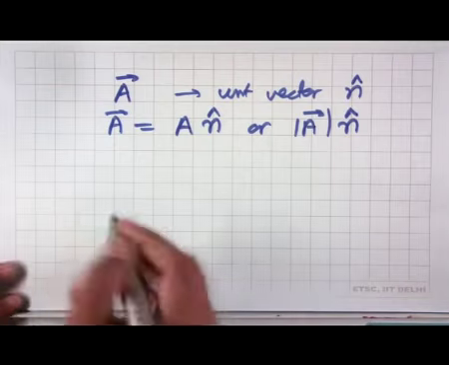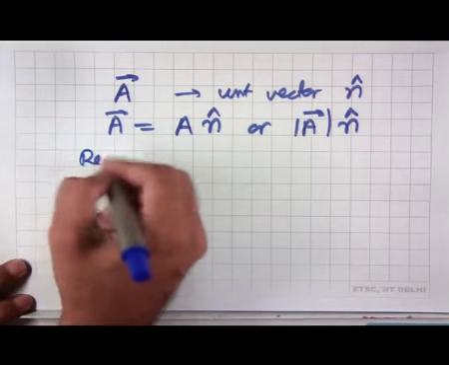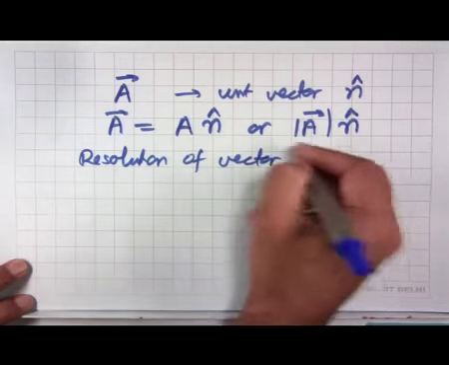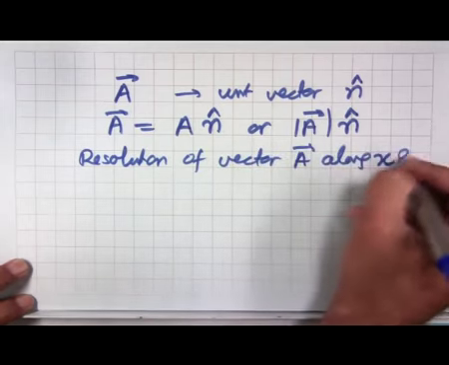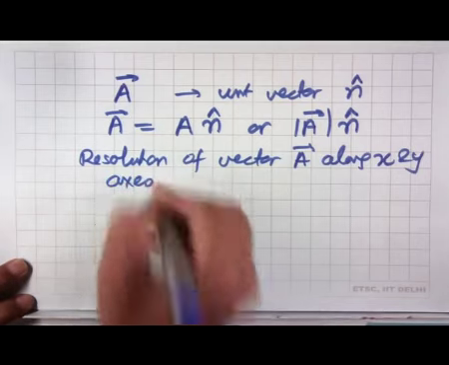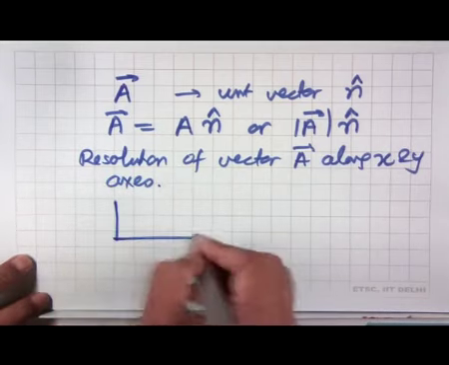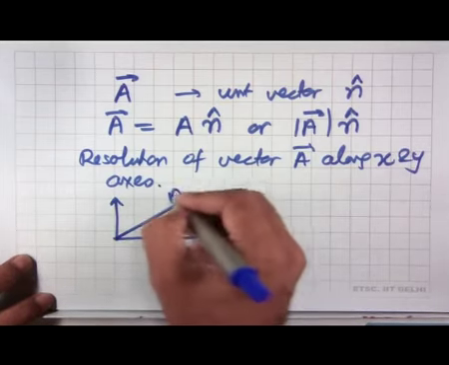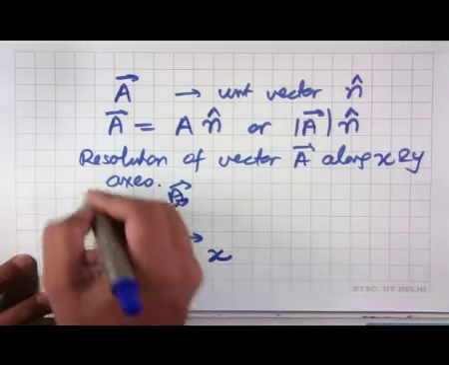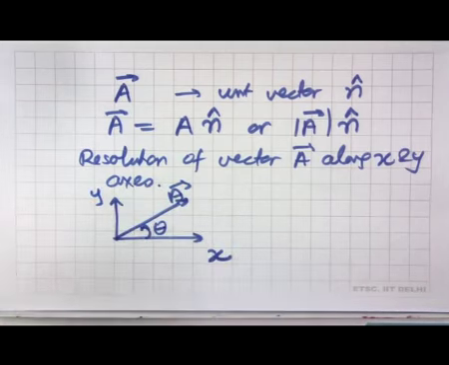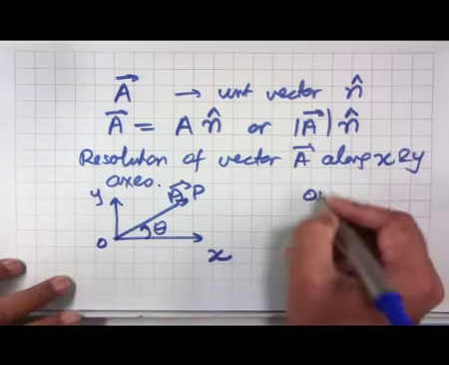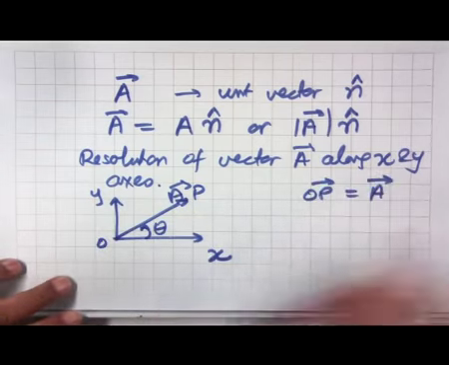And let us now take the resolution of vector A along x and y axes. So, let us look at a planar case now. We have a vector A, this is the x axis, this is the y axis. Let the angle between the x axis and A be theta. So, now if this is the point P, this is O, OP is nothing but the vector A.